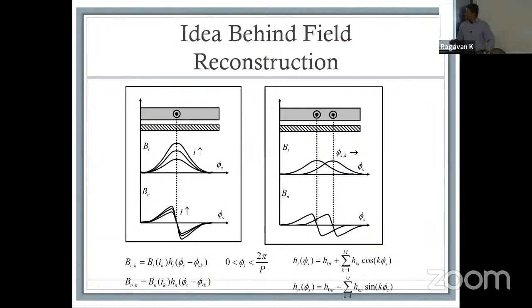So this is the basic idea behind field reconstruction: if you have a current carrying conductor and a permanent magnet, you can estimate what this field positioning is going to be with respect to the magnitude of current that is applied to the system. And you can define them in terms of what are called basis functions.